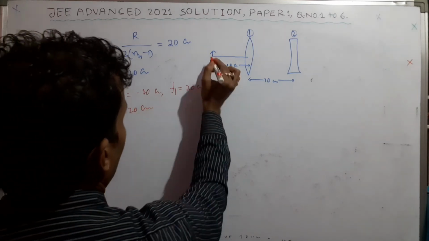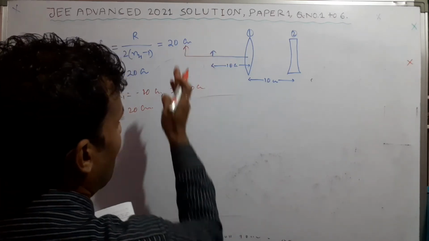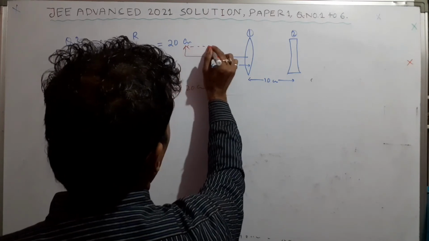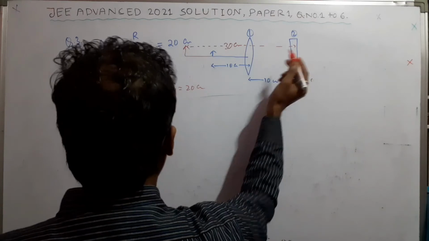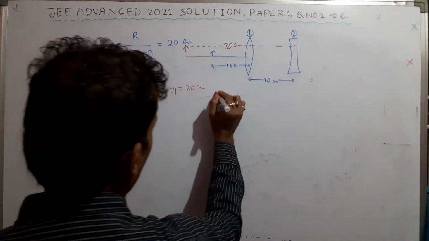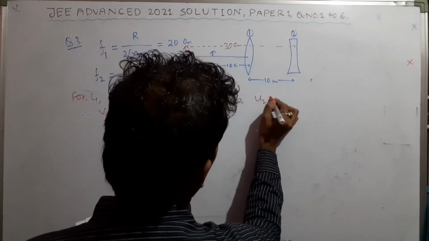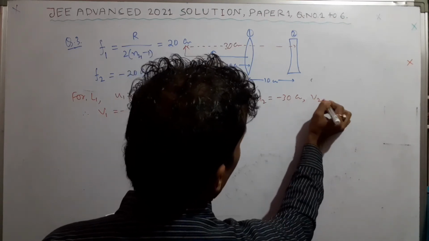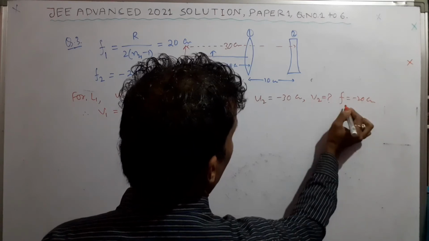Alright, now this image will form somewhere here, and this image will act as the source for this concave lens, which is placed at a distance of 30 centimeter. Now for the concave lens, for lens 2, we take object distance u2 equal to -30, and the image distance is what we have to find out, with focal length equal to -20 centimeter.